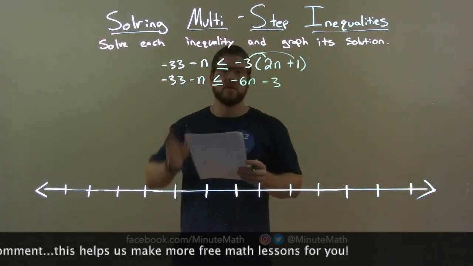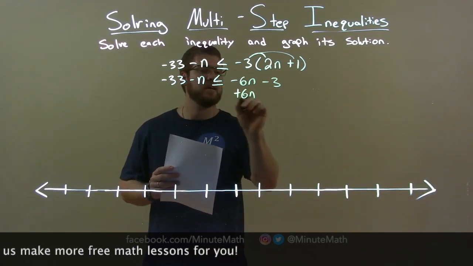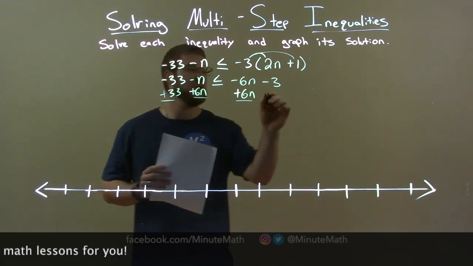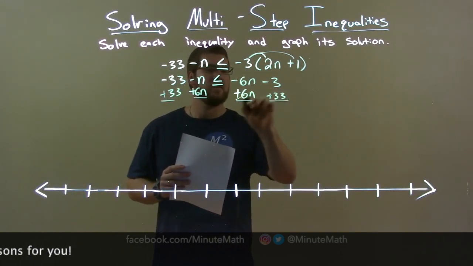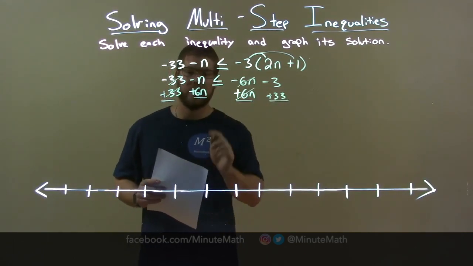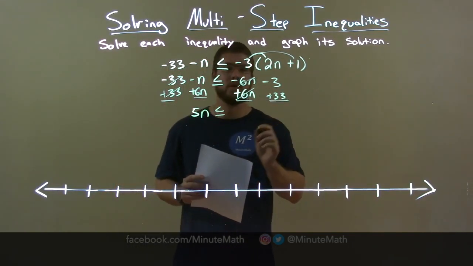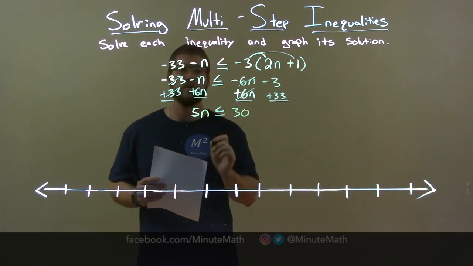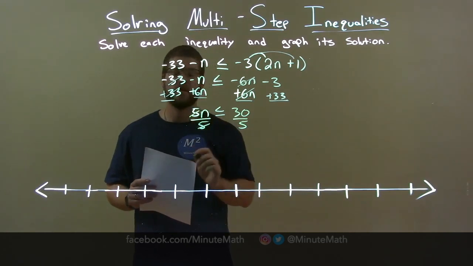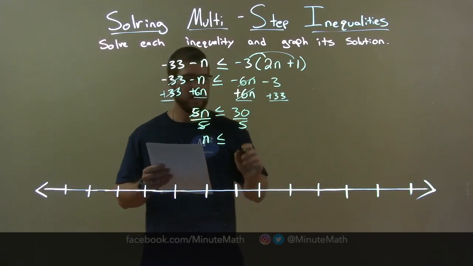So let's bring our n's to the left and our numbers to the right, combining our like terms. Add 6n here, plus 6n here, and add a 33 here, and 33 here. 6n's cancel, and the 33's cancel. Negative n plus 6n is 5n. Still less than or equal to, and negative 3 plus 33 is 30. So let's divide both sides now by 5. 5's cancel, and n is now by itself, less than or equal to, and 30 divided by 5 is a 6.